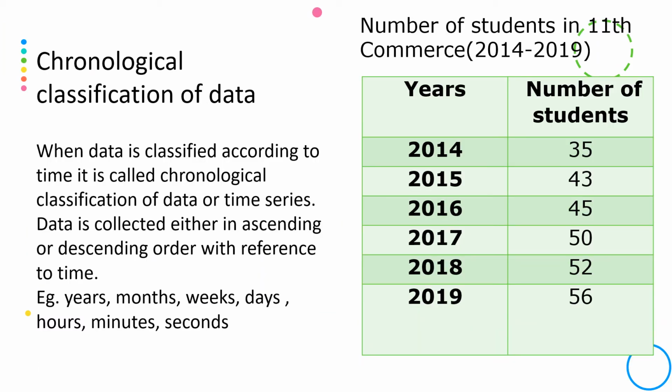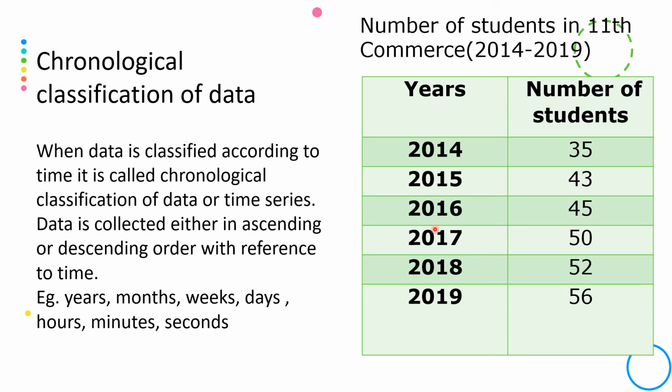Here's the first one, which is chronological classification of data. Chronological will remind us of time. So when data is classified according to time, it is called chronological classification of data. They are also called time series. Data is collected either in ascending or descending order with reference to time. Now, time can be expressed in units like years, months, weeks, days, hours, minutes, seconds, even milliseconds.